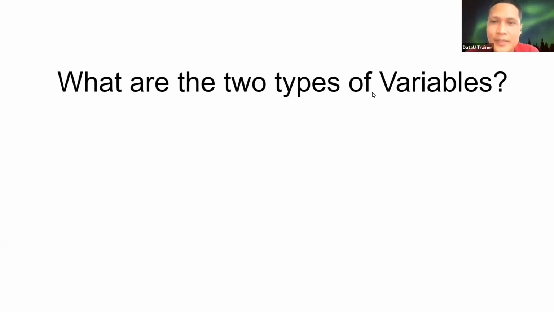Okay, so now we're going to move on to this concept called variables, and there's 2 types of variables. And does anybody know the 2 types? They both start with the letter C.